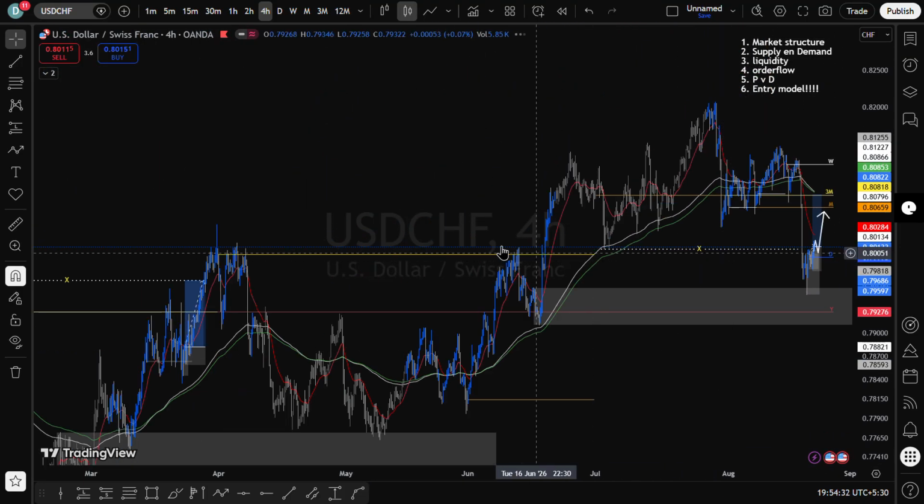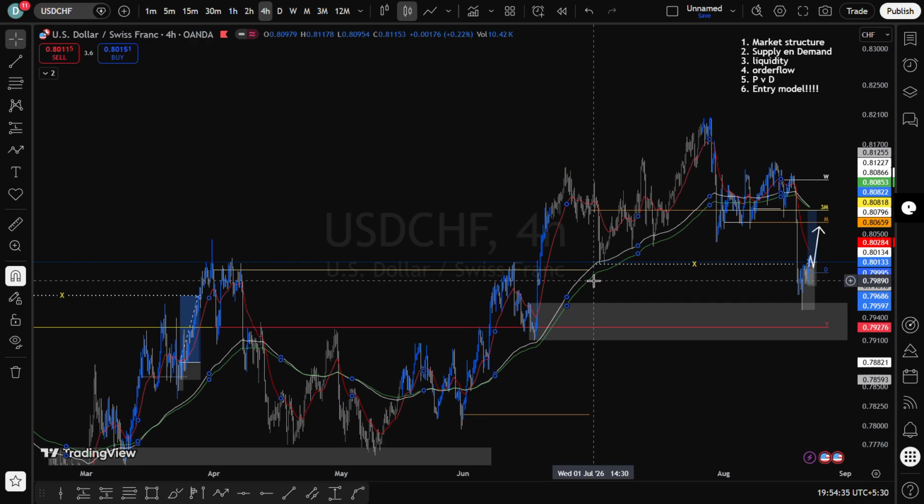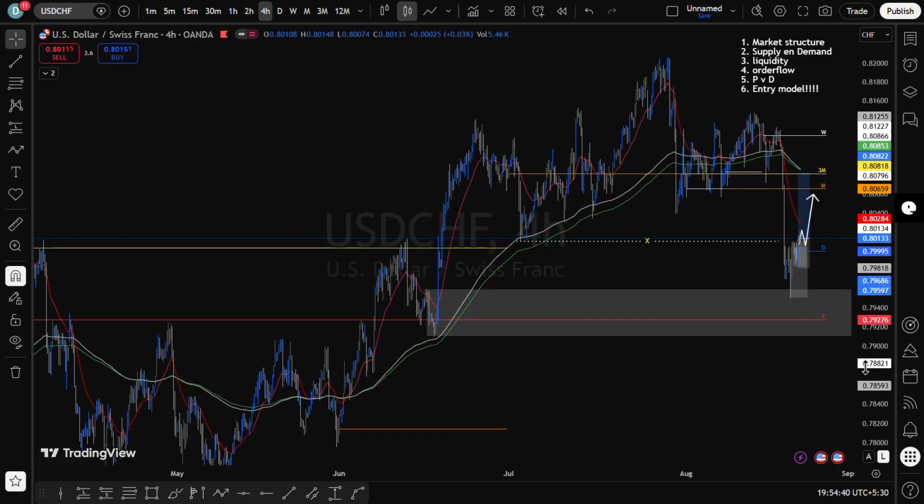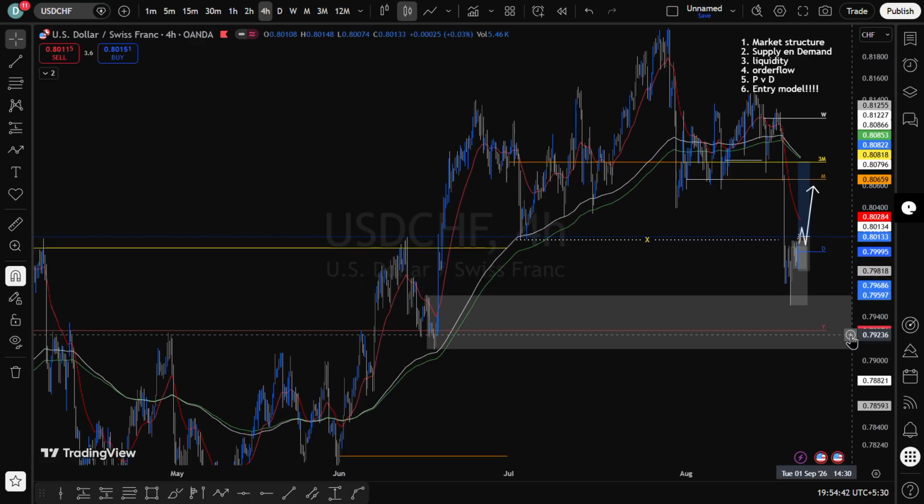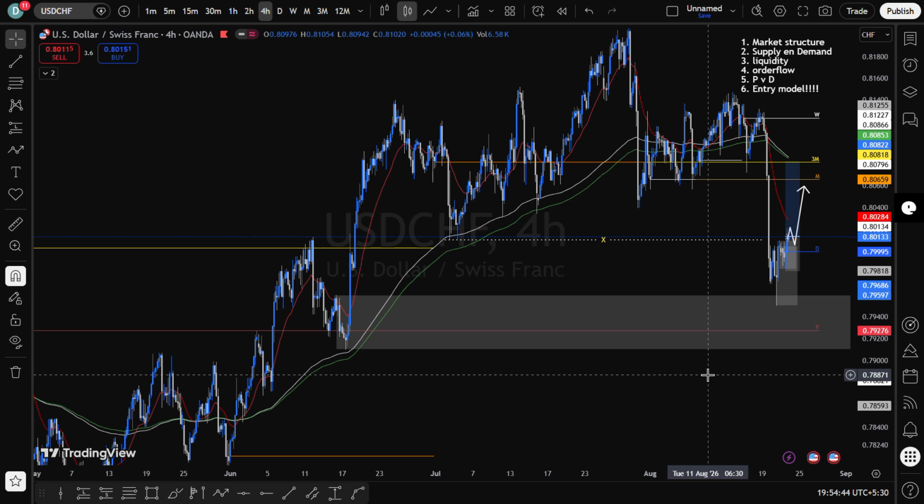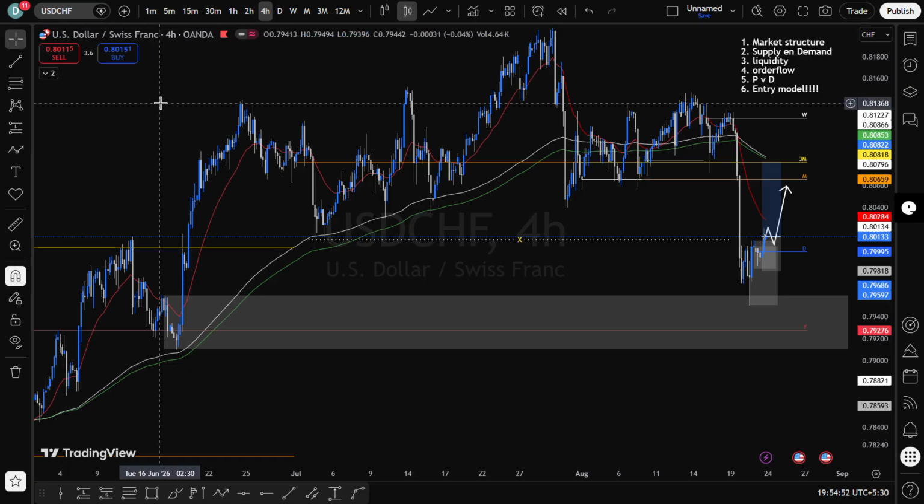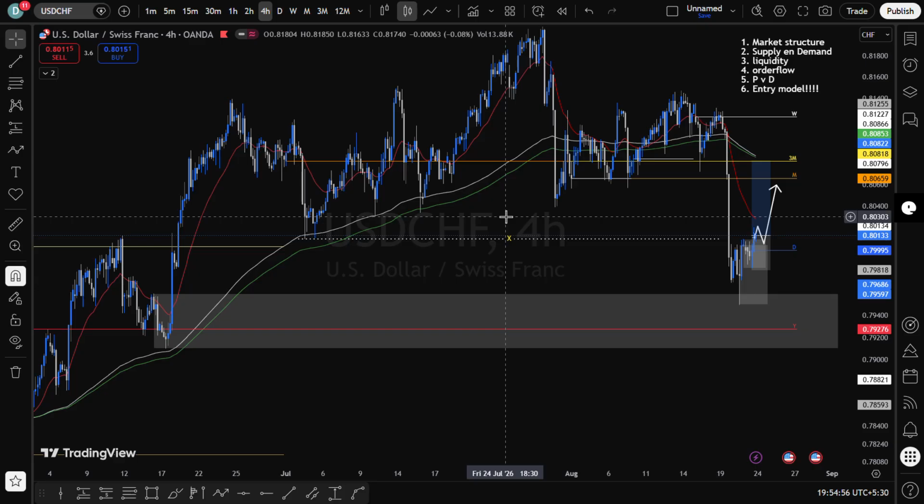Here CHF is very bullish later on because the Swiss bank is maintaining 0% interest rate on their currency. Because of this we can see this pair moving upward, because USD has a 3.75 percent interest rate on the currency, and CHF has 0% interest rate on their currency. So we can see this pair will move upward in the future.